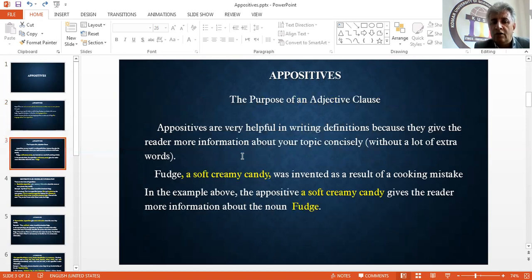Appositives are very helpful in writing definitions because they give the reader more information about the topic. If you look at this example, fudge, a soft, creamy candy. So the appositive, a soft, creamy candy, gives more information about the fudge. Maybe someone does not understand what fudge is. So an appositive phrase gives more information about the word fudge to the reader. It clarifies the meaning and it helps the reader understand what the word is.